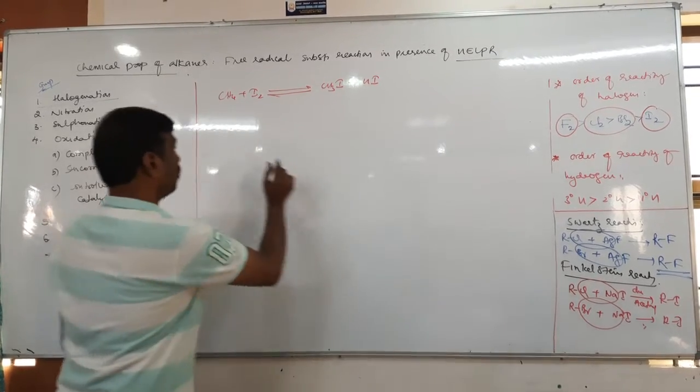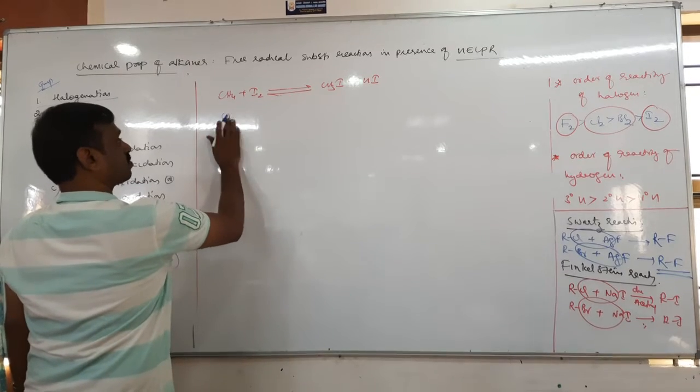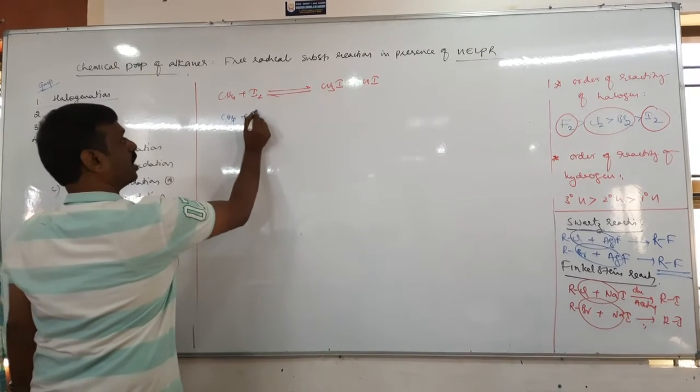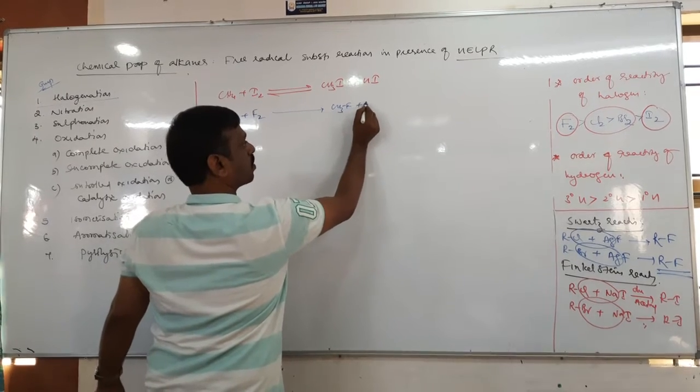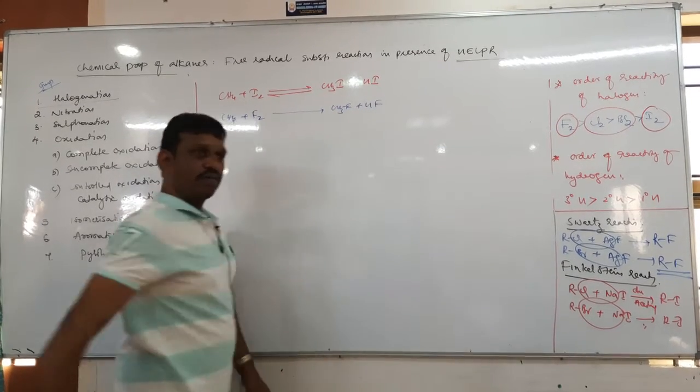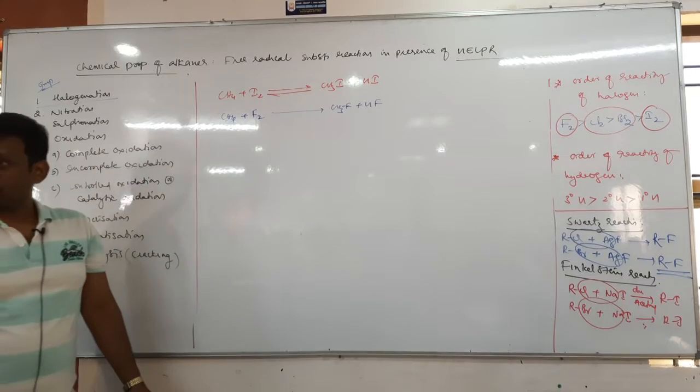Instead of that, if you do methane plus fluorine, F2, you will get the fluoroalkane and HF, but it is not practical.